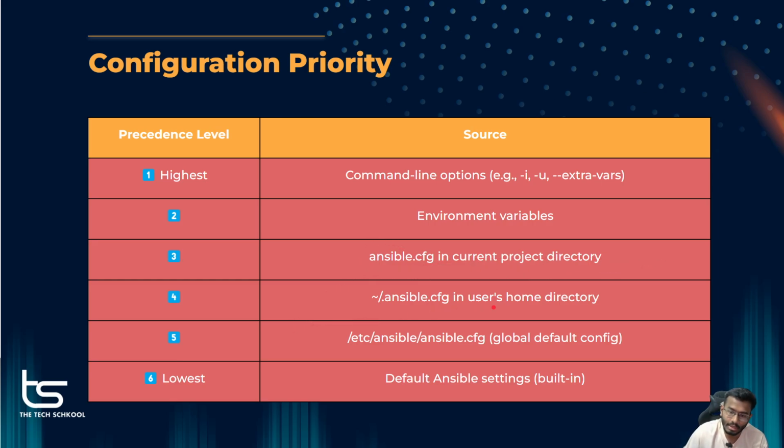Fourth, it will check once in the user's home directory. Fifth is /etc/ansible/ansible.cfg, which we have mentioned, the global default config. And the lowest priority will be the default Ansible settings which come with the Ansible code.